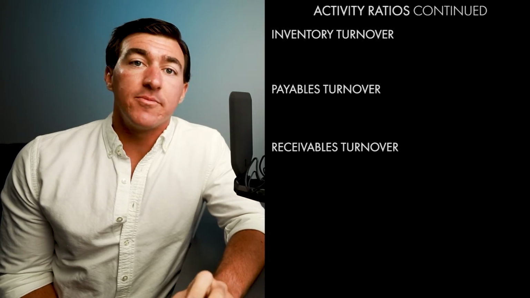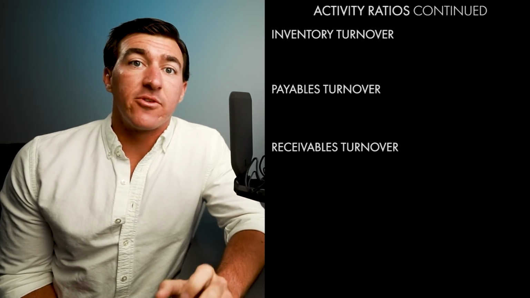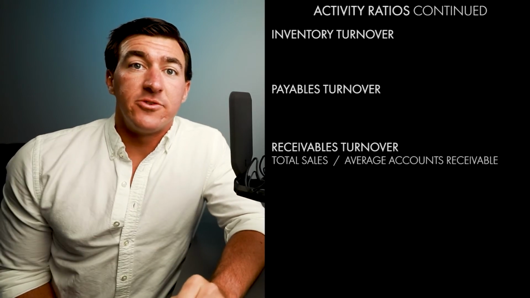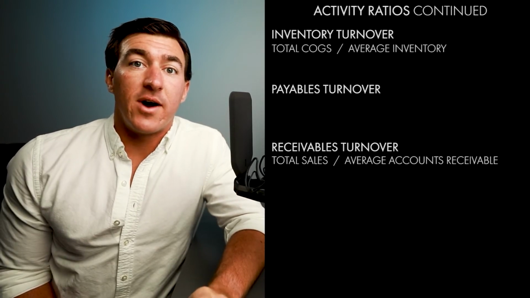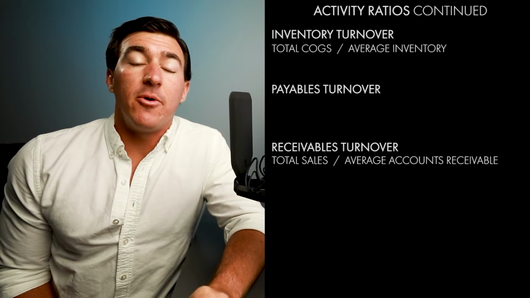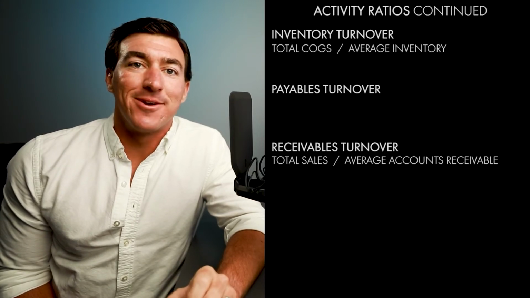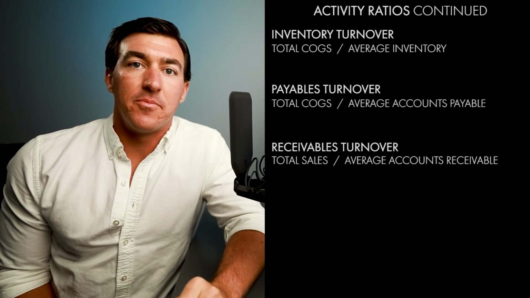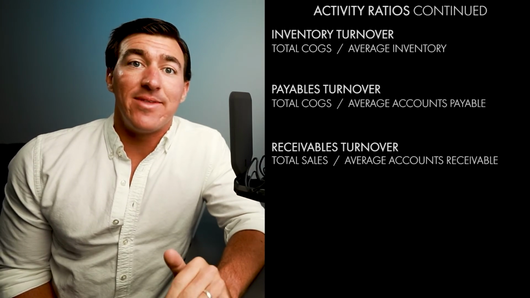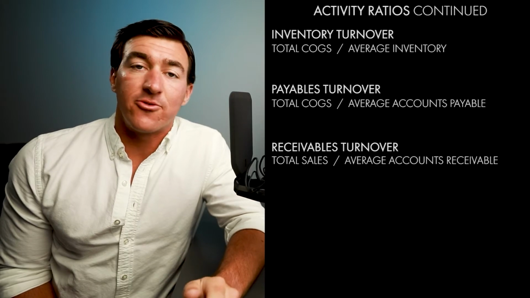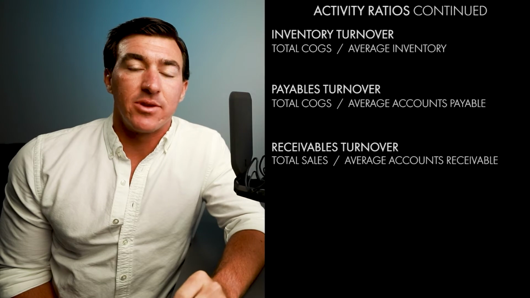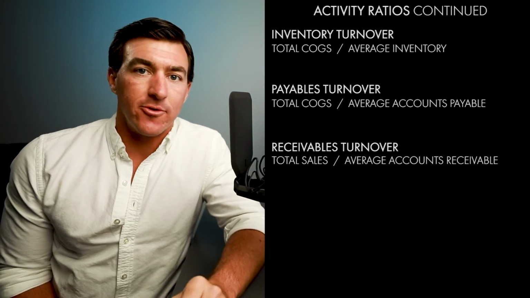But just to jog your memory, receivables turnover is just total sales divided by average accounts receivable. Inventory turnover is just total cost of goods sold divided by average inventory. And payables turnover is just total cost of goods sold divided by average accounts payable. So once again, you're seeing that we have that income statement item, either total sales or total cost of goods sold, divided by an averaged balance sheet account. Inventory, accounts receivable, turnover, you get the idea.